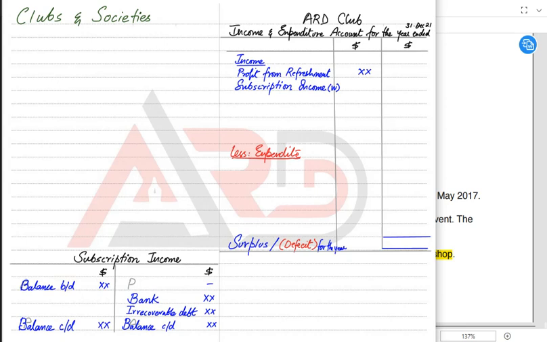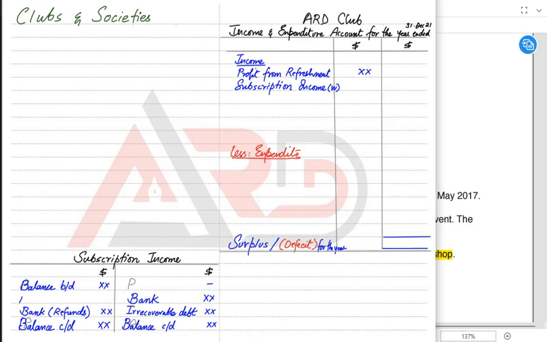And due to some reason, they were relocating to some other place and they requested a refund. So what if the club accepted their application for refund and refunded the amount to them? So cash or bank of the club would be credited, and if the bank is being credited, then the subscription account would be debited. Now, this would be known as a refund.